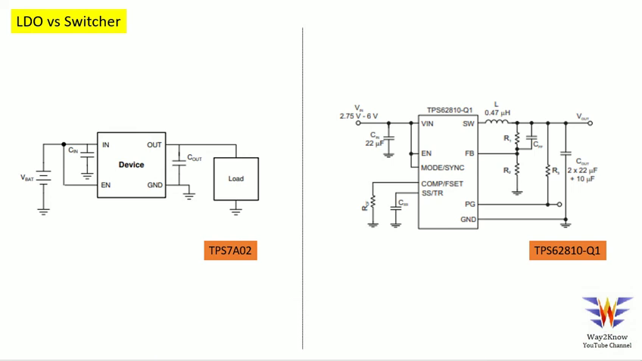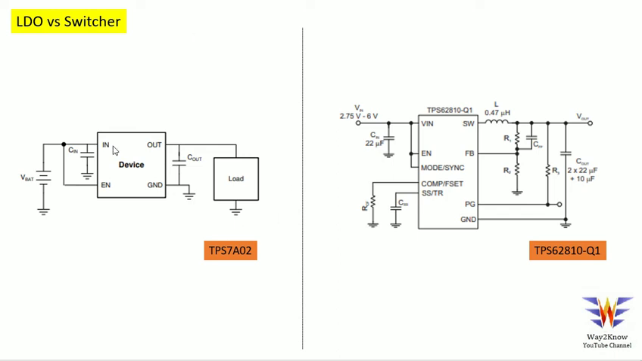Hello all, let us see some of the major differences between the linear regulator and the switching regulator. So for the beginners to easily understand, we do not want to go into the details of electrical circuits and explain what is happening internally. So to start with, at a very high level, what we did here is took the circuits of a simple LDO and a switcher, both from Texas Instruments.